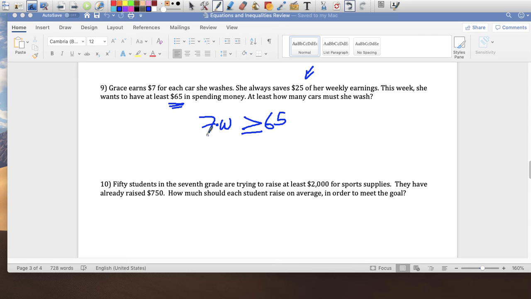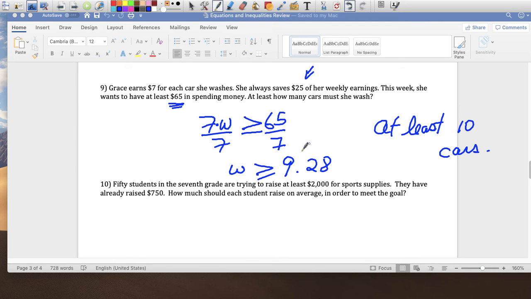So in this case, divide by 7. This one's easy enough. We're going to divide 65 divided by 7. We're going to get 9 point something. So we're going to get 9.28. So it says here that if she wants to walk out of there with $65 this week, she has to wash 9.28 cars. But can you wash 9.28 cars? No, you can't. So you have to wash at least 10 cars. Okay, this one we have to round up.